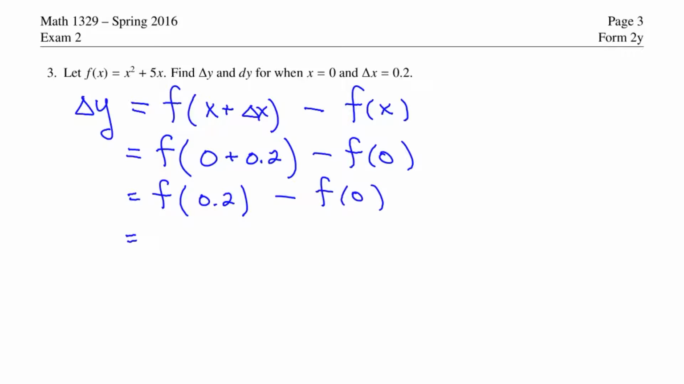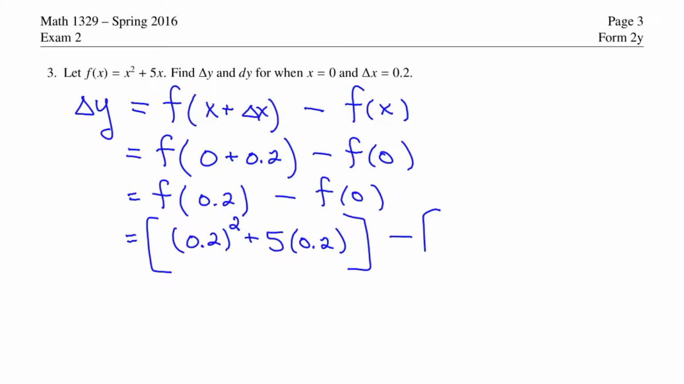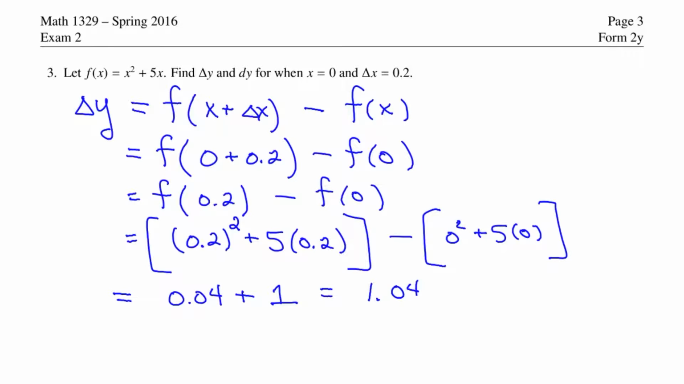Now we have to plug in 0.2 into the function. So it's going to be 0.2 squared plus 5 times 0.2 minus 0 squared plus 5 times 0. 0.2 squared is 0.04. 5 times 0.2 is just 1. And then these numbers over here are 0. So the answer is 1.04.